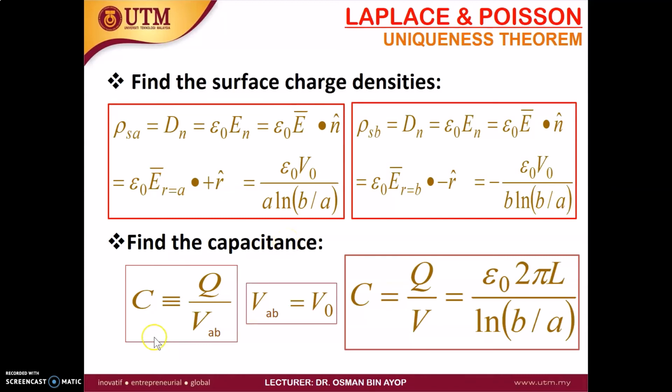Next, find the capacitance. Capacitance is equal to Q divided by V_AB. The V_AB, the potential between a and b, is equal to V0. This is the potential that we applied to the boundaries. So C equals Q divided by V, equal to epsilon naught 2 pi L divided by ln b over a. How to find Q? Q is equal to the integral of rho S dS. So at what surface? Q is basically at r equal to a, because that is the higher potential. So from here, you have epsilon naught V0 divided by a ln b over a. You multiply with the surface of the cylinder, which is r dphi dz. You get this.